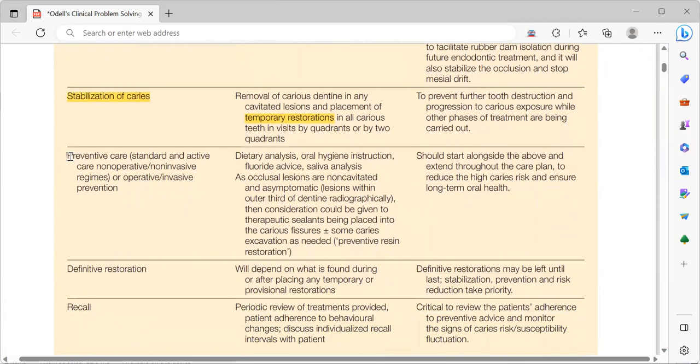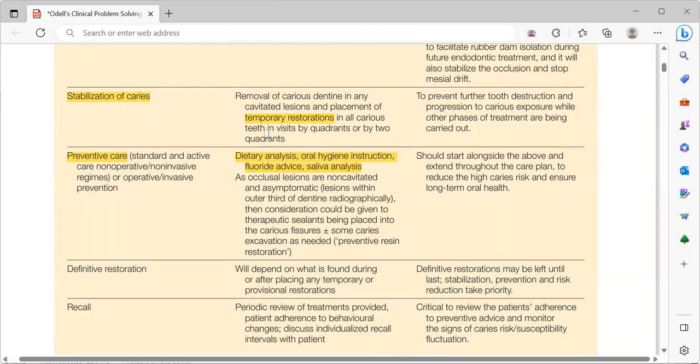Okay, and then we give the patient some preventive advice. For example, dietary analysis, oral hygiene instructions, fluoride advice, and saliva analysis. Dietary analysis means we will give him a diet chart to fill in to understand why so many holes are happening.